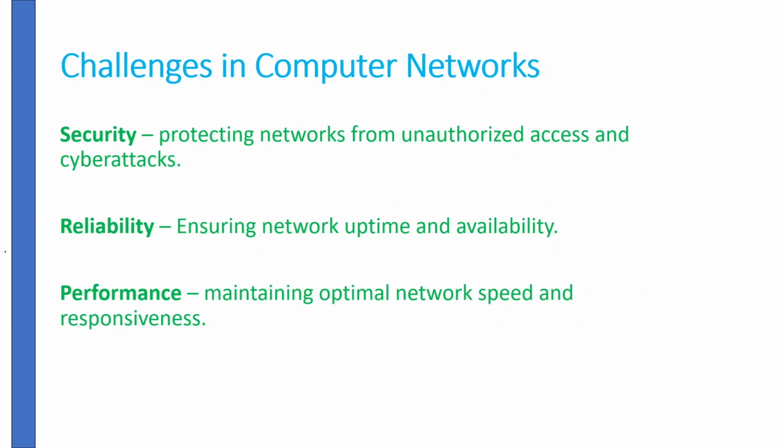Then we have performance issues, right? That means maintaining optimal network speed and responsiveness. Sometimes you will get higher traffic than usual. At that time your network will be overflooded, right? Then your network will be down. So we need to prevent latency. That means there may be delays when we request some information. We need to prevent that. And also we need to improve our bandwidth. That means the amount of data that can travel in that particular medium. We need to improve that, right?